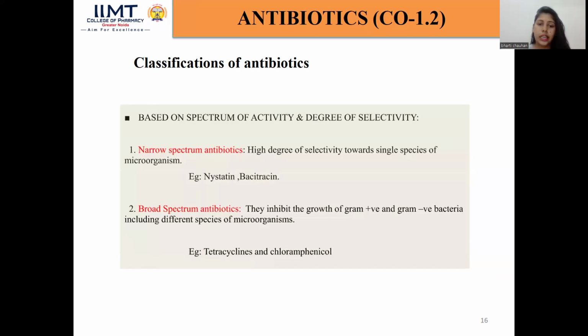Examples are nystatin and bacitracin. The second class is broad spectrum antibiotics. It means that this particular antibiotic will show its effect on both gram-positive and gram-negative bacteria. They inhibit the growth of gram-positive and gram-negative bacteria, including different species of microorganisms. Examples are tetracycline and chloramphenicol.